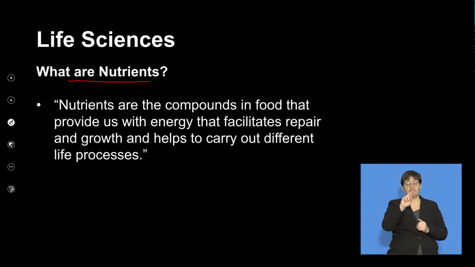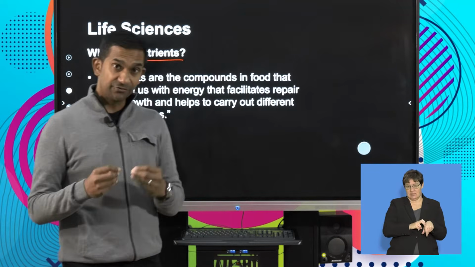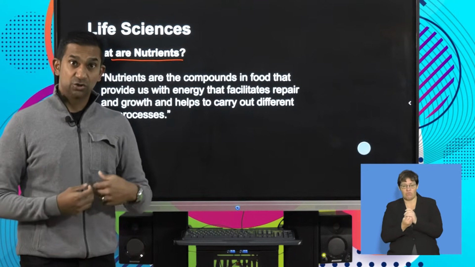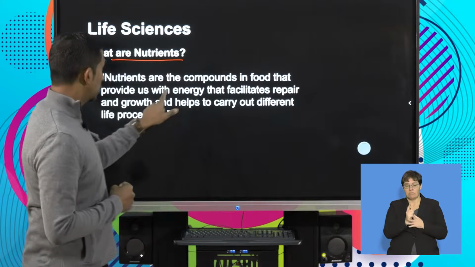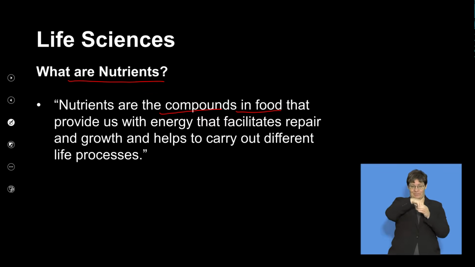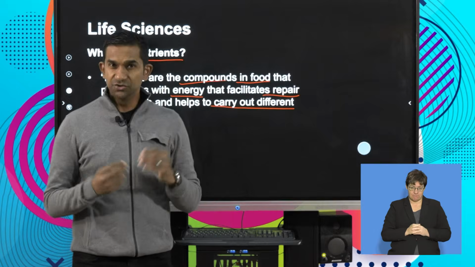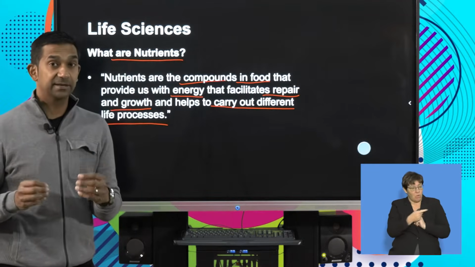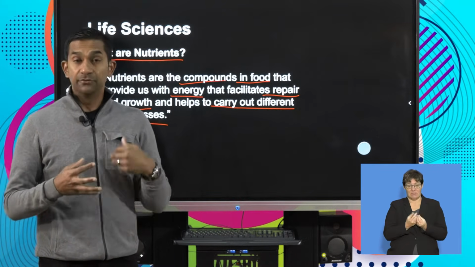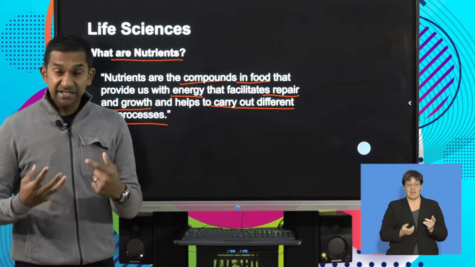What are nutrients? What is the purpose of us consuming food? We need to access the nutrients. Nutrients are needed for us to build, to repair, to grow. Nutrients are compounds found in food that provide us with energy, that facilitate growth and repair, and help us to carry out different life processes. Nutrients are important to all organisms being able to survive, live, reproduce, repair, and regenerate.